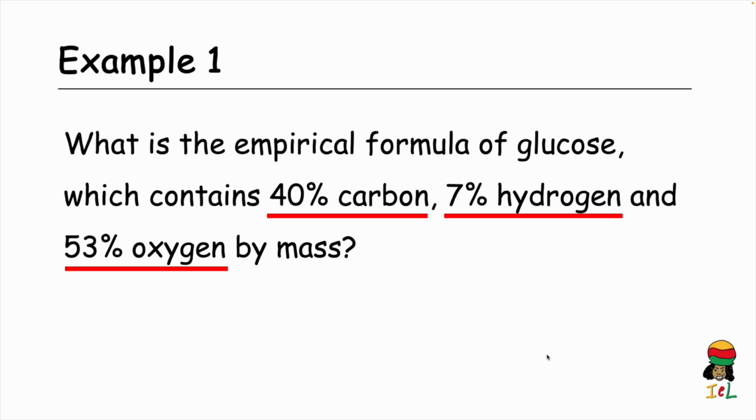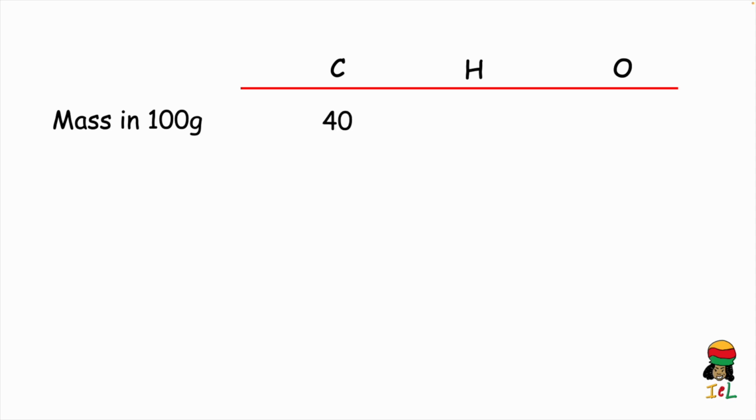Before we begin our calculations, we should ensure that the total percentage of all the elements equals 100%. So here we have 40 plus 7 is 47% plus 53% gives us 100%. Once our total mass is 100%, then we are okay to continue with our calculations. As we did before, we record our symbols for the elements involved, C for carbon, H for hydrogen, O for oxygen. Then we record the mass in 100 grams. Carbon 40, hydrogen 7, oxygen 53.